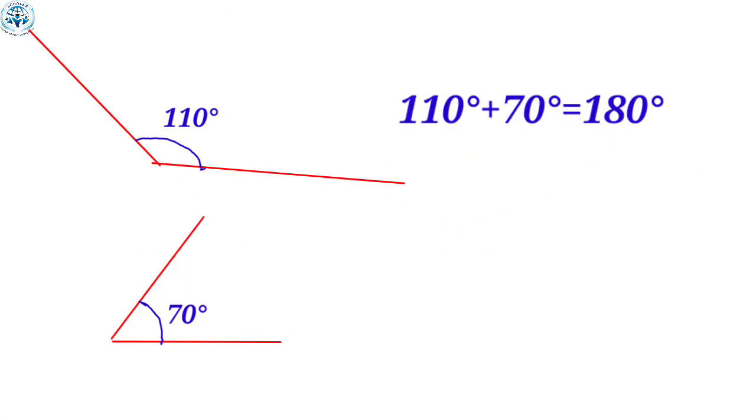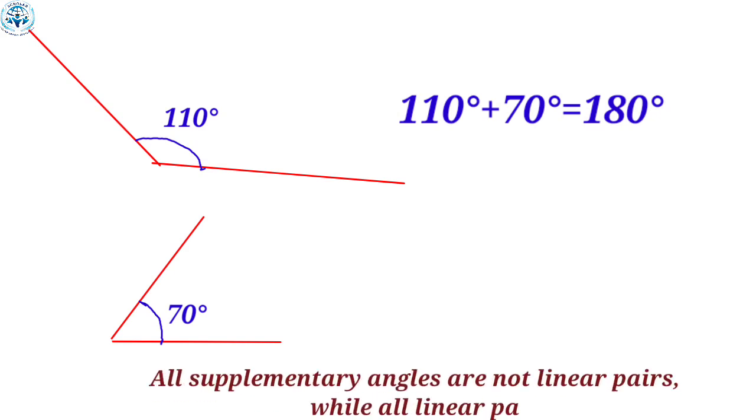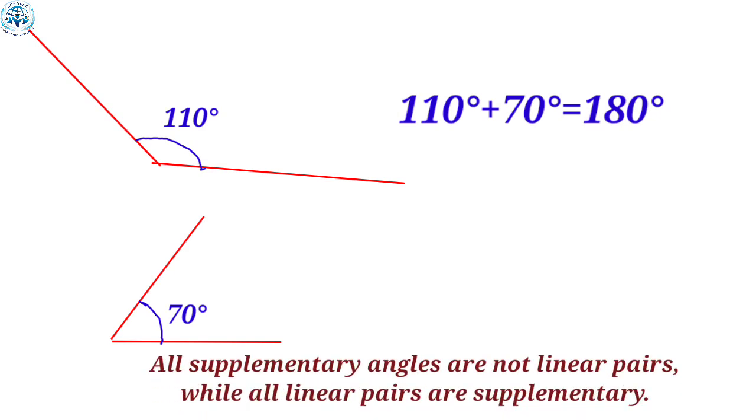Consider these two angles. One angle is of 110 degree, another is of 70 degree. The sum is 180 degree. That means the two angles are supplementary. But as there is no common arm and the non-common arms are not opposite rays, these are not linear pairs. While all linear pairs are supplementary because they sum up to 180 degree.